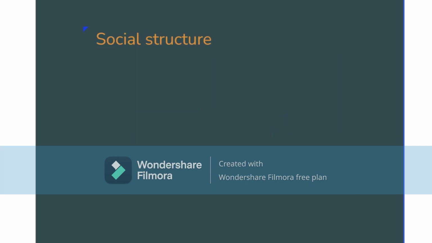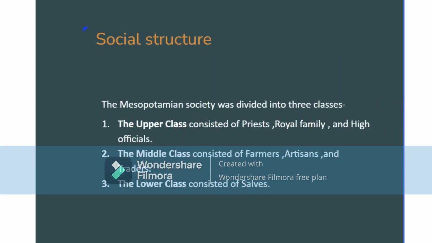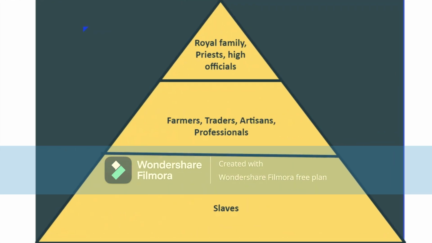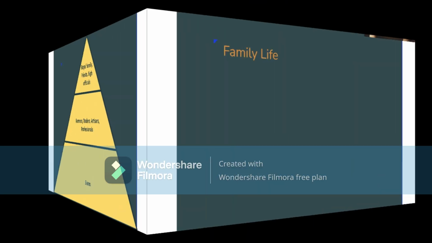And next comes the society, the social structure. Mesopotamian society was divided into three classes. The upper class consisted of priests, the royal family, and high officials. Second was the middle class, consisting of farmers, artisans, and traders. And third was the lower class, consisting of slaves. So this is the social pyramid. First comes the royal family, priests, and officials. Second come the farmers, traders, artisans, and professionals, and last come the slaves.